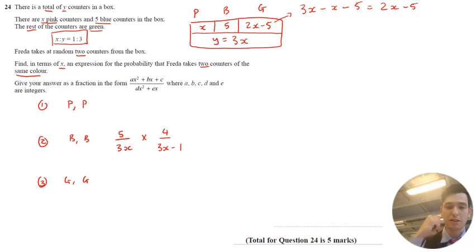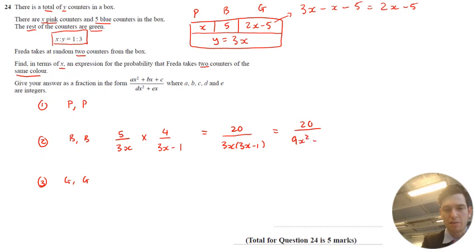Well, if you think about it, the number of blue goes down by 1 because I've already picked a blue, so there are now only 4 left. And the number in total also goes down by 1, so it becomes 3x minus 1. If I multiply these together, 5 times 4 is 20, and 3x times 3x minus 1, I can write as 9x squared minus 3x.